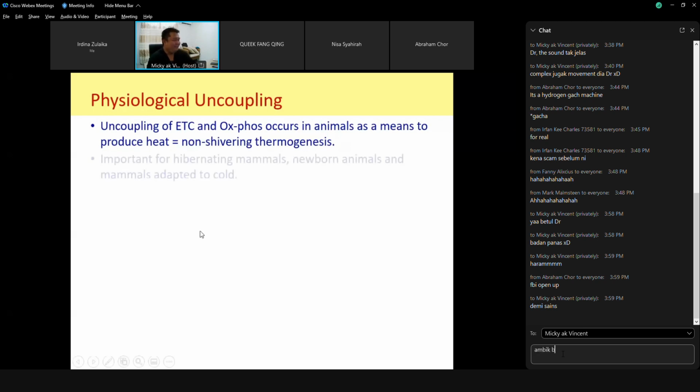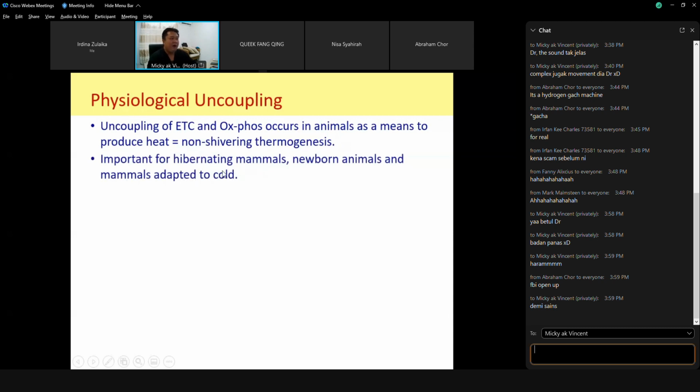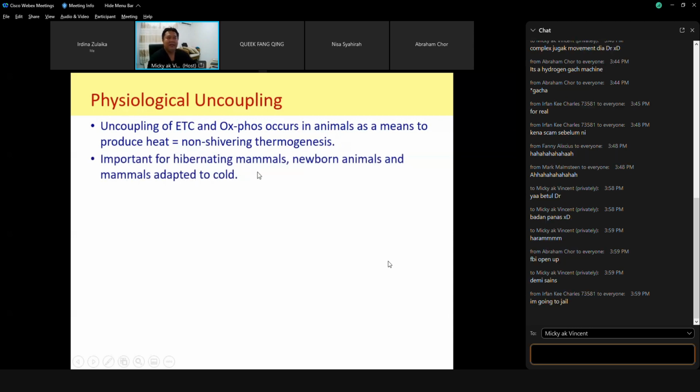Alright, okay. So the uncoupling effect is very important for hibernating animals, untuk menghasilkan tenaga. Juga penting untuk newborn animals or mammals, so that they can adapt to the cold lah. Meaning they will not shiver, but produce heat. How? Because they have the ability to burn the fat. So itu dia akan cepat kurus, right? Orang macam ni lah, right?